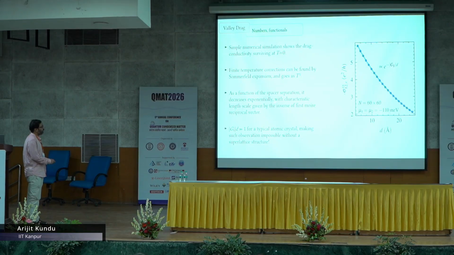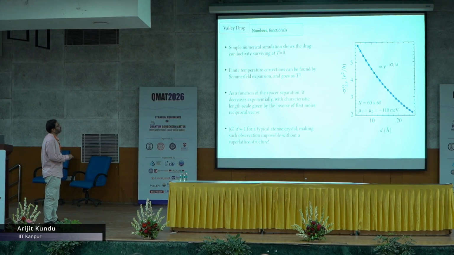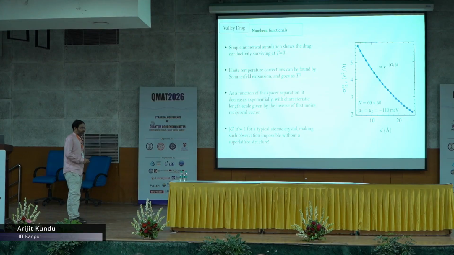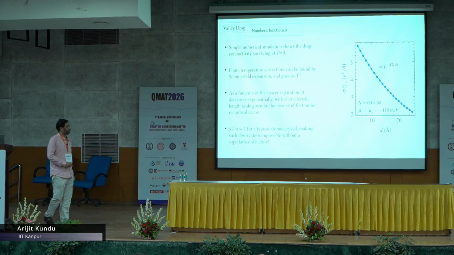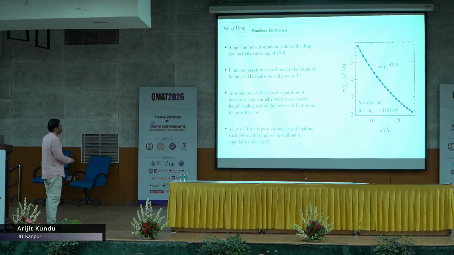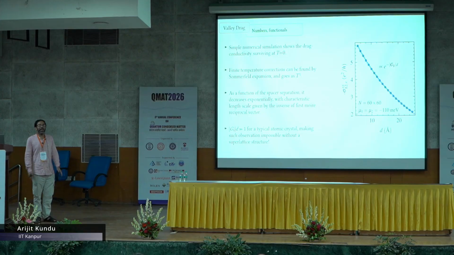As a function of the spacer separation, that means the interlayer separation, it goes exponentially as we expect, and it goes exactly with the first reciprocal translation vector. This is one of the indications that this is exactly happening because of Umklapp process, that the exponential picks up the factor minus G times D. And as I mentioned, this G times D would be much larger for a typical atomic crystal, because the D would be several times the typical unit cell lattice length scale. So this is not going to be essentially measurable for an atomic bilayer system.